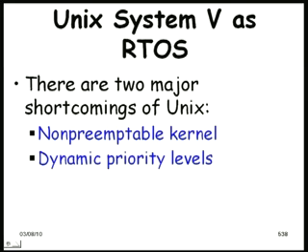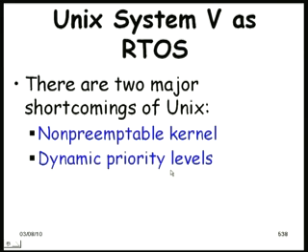So, if we analyze the reasons, we will see that there are two main stumbling blocks. Other features of Unix can be taken care of quite satisfactorily, or extended to some extent, but there are two main stumbling blocks. One is a non-preemptable kernel and the other is dynamic priority levels.